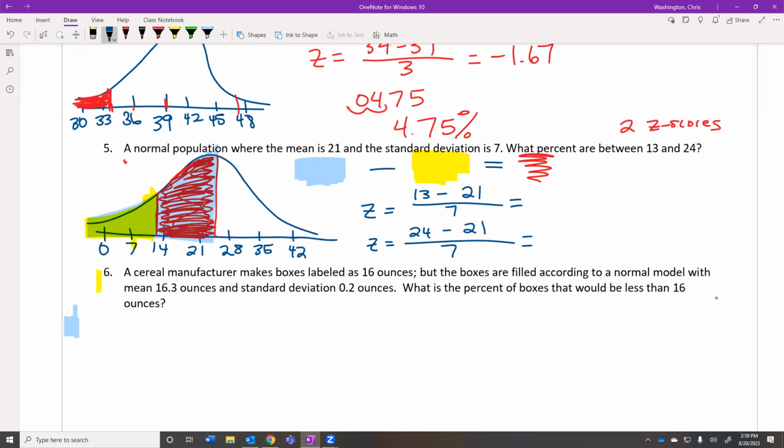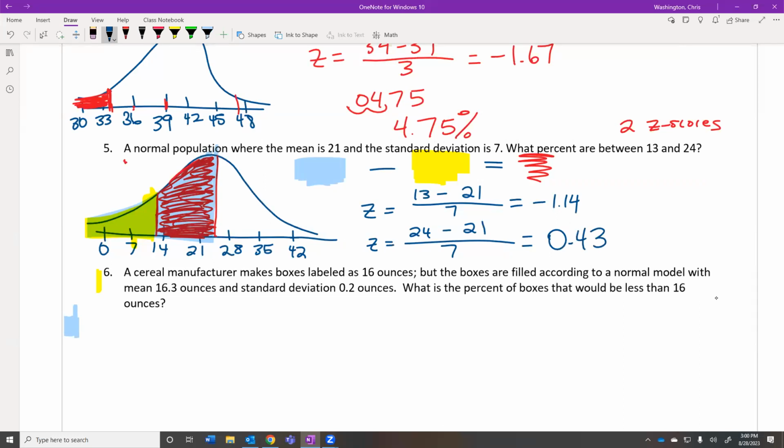13 minus 21 divided by 7. Oh, I typed it in wrong. Is negative 1.14. Negative 1.14. And we're going to change the 13 to a 24. So if you already got it typed in, you can just go in and change the 13. And we get 0.428, but the 8's gonna round the 2 to a 3.